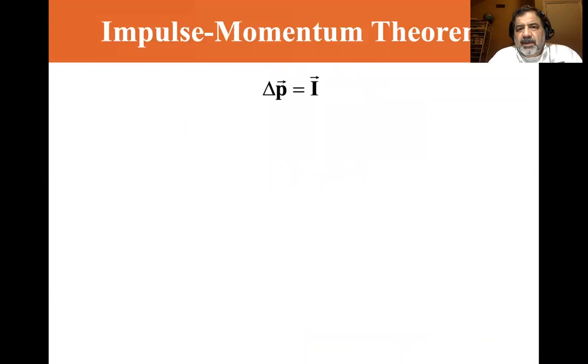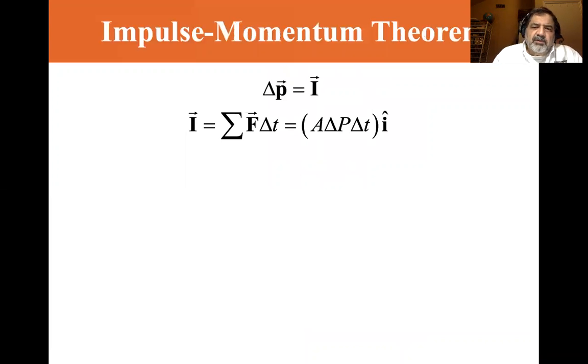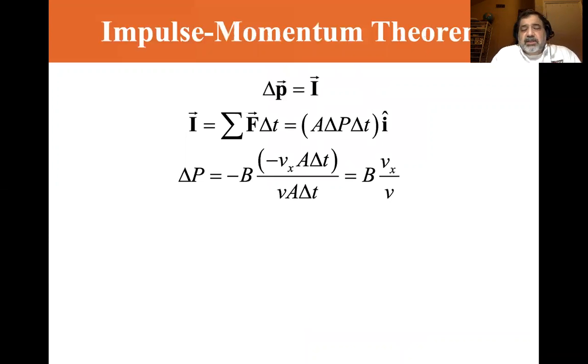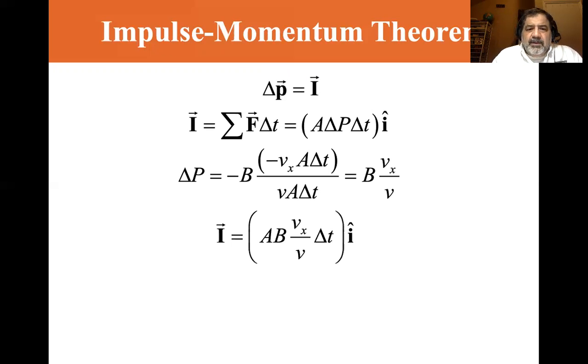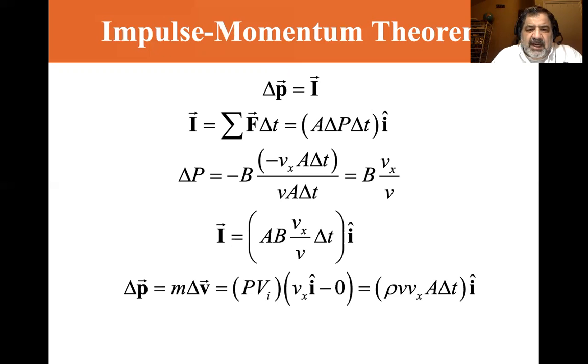And so let's look at it from a momentum point of view. The change in momentum is equal to impulse. Well, what is impulse? Impulse is equal to the force times delta t. So the force is delta P times A, times the delta t in the i direction. So delta P is equal to the bulk modulus times the negative Vx over V, which is Vx over v delta t. So the impulse is equal to A B Vx over v delta t in the i direction.